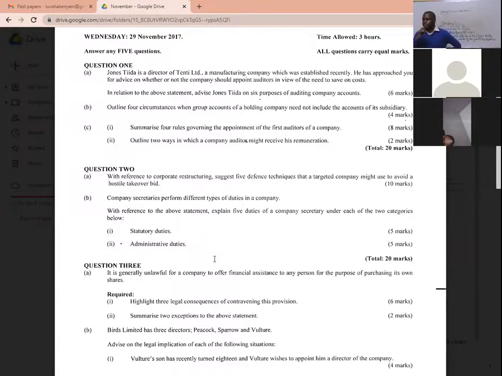If you look at the Companies Act, you'll see they have indicated that these are the duties of a company secretary. Administrative duties are the ones that can be given out by the directors of the company because they're the appointing authority. So we can start with the statutory duties of a company secretary.